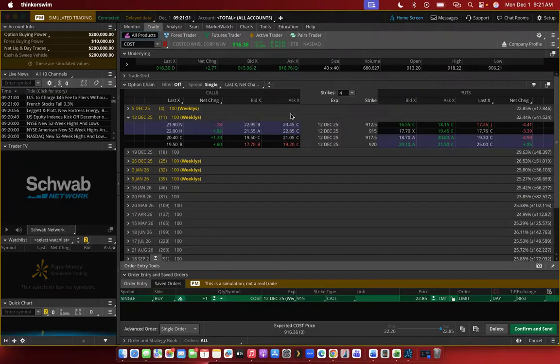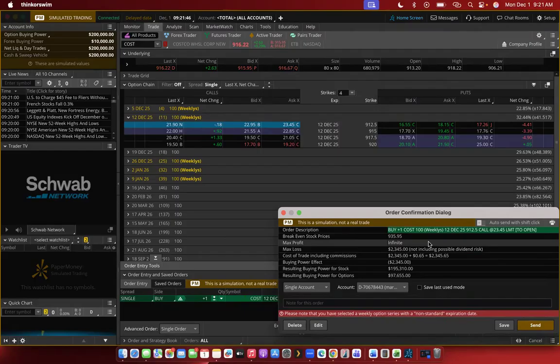I'm going to go right here under the ask because you buy at the ask. I'm going to press buy, and then right here is going to be the order. I'm just going to do one contract because they're pretty expensive. It's 100 shares per contract, so it's kind of a lot if I do more than one. I'm going to hit confirm and send.